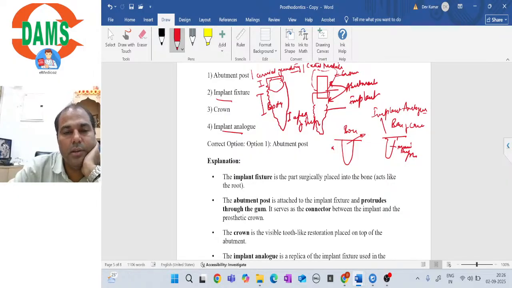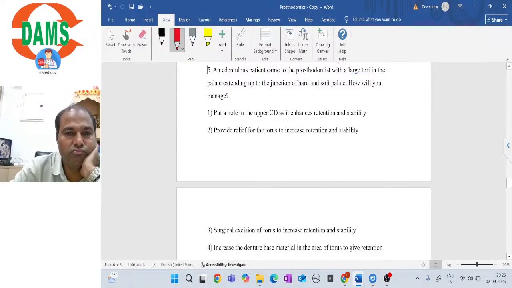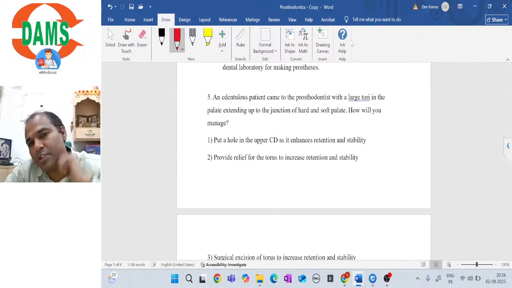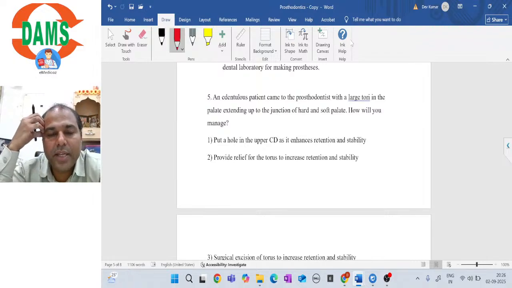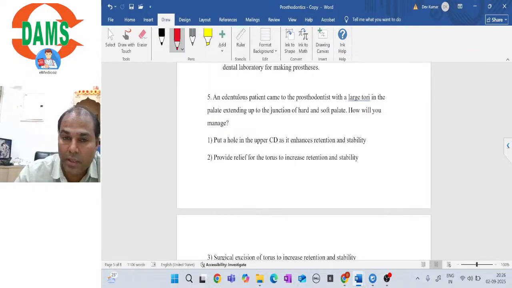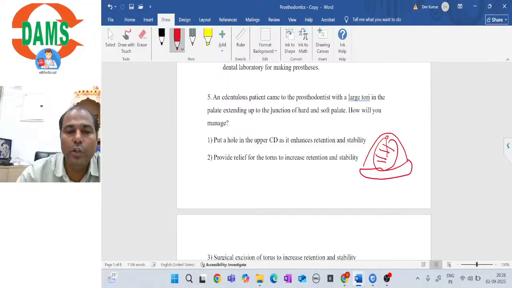Okay, clear है. Last question, very not a great question, but still, an edentulous patient comes to a prosthodontist with a large tori in the palate extended to the junction of hard and soft palate. Okay, patient आया, इंसिजर पैपला यहाँ से टोरा, ये जो कि यहाँ से हार्ड और सॉफ्ट पैलेट के जंक्शन तक है. ओके, हाउ विल यू मैनेज दिस केस?